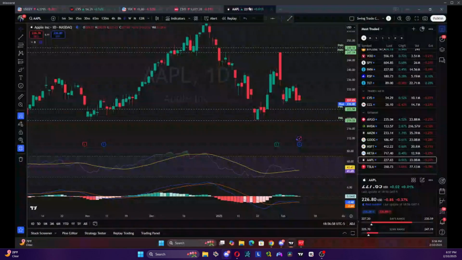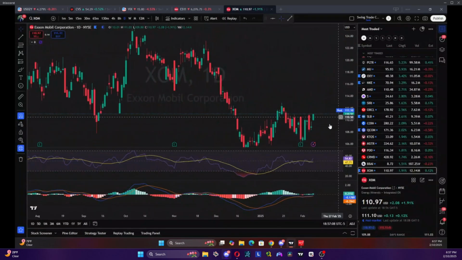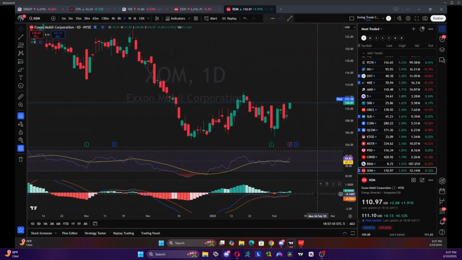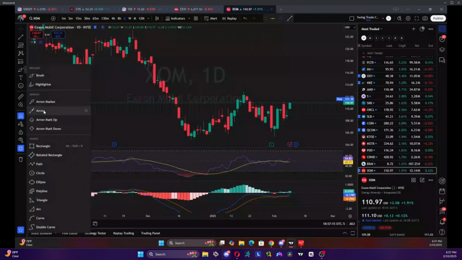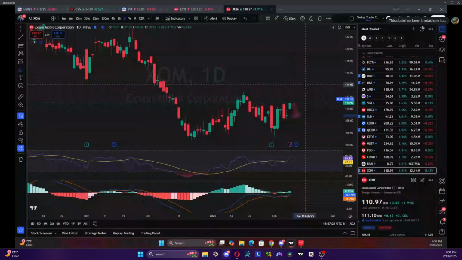I cannot tell you how many times you'll see this setup, which looks so juicy. I hate saying that word. And then you have the next day a red candle coming down here, right at the open, because you wanted to take longs right at the open because it was going to break out. You want to be in it. It's going to go to 115.